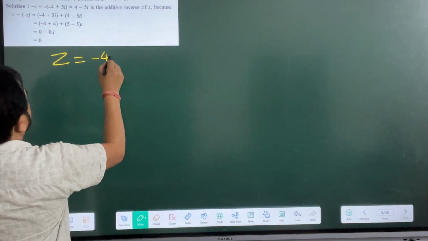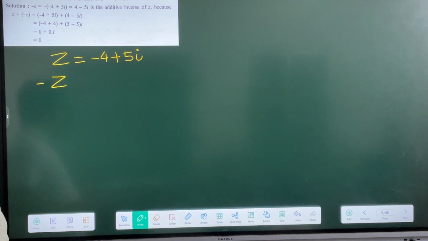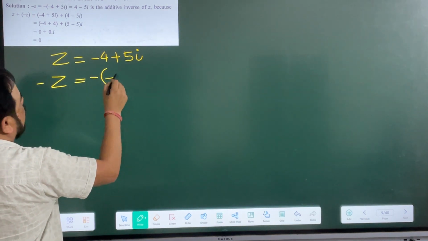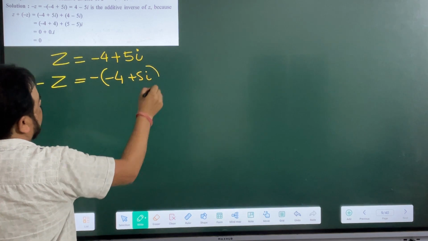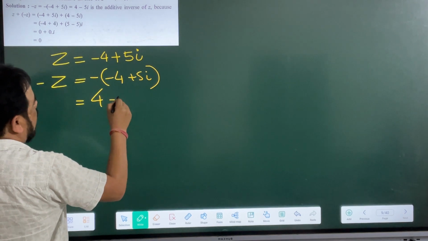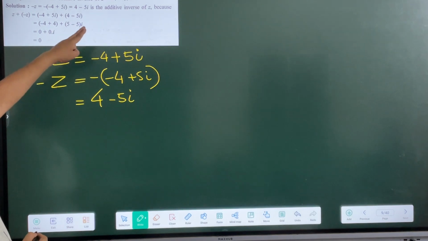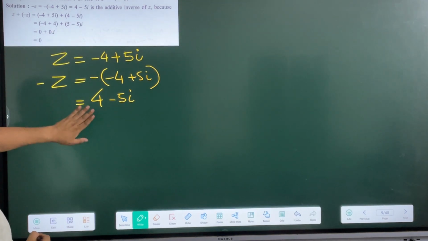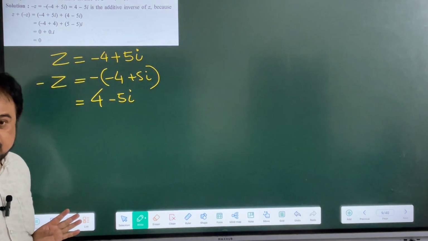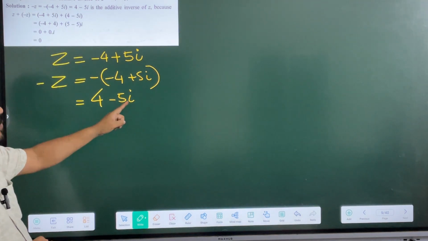z equals minus 4 plus 5i. We have to find minus z. Simple. So we multiply both sides by minus, and we get 4 minus 5i. Now the additive inverse of z, which is minus 4 plus 5i, we have got. Now the question is whether what you have written is correct or not. The answer is finished: the additive inverse of z is 4 minus 5i.